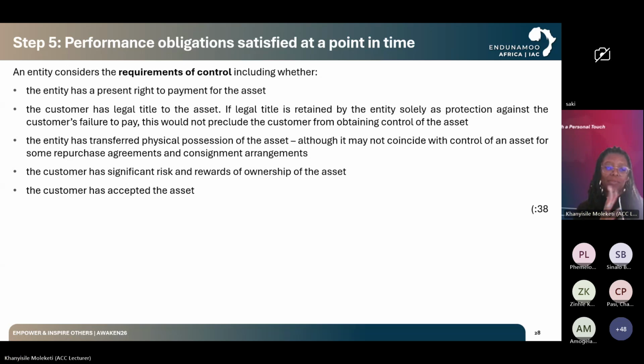Okay, so that is step 5. Are there any questions there? Are we good? Are we still here? Thank you. So step 5 closes off recognition. Steps 1, 2, 5, that's recognition. That's on IFRS 15.